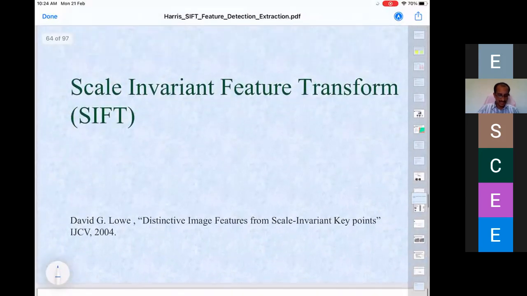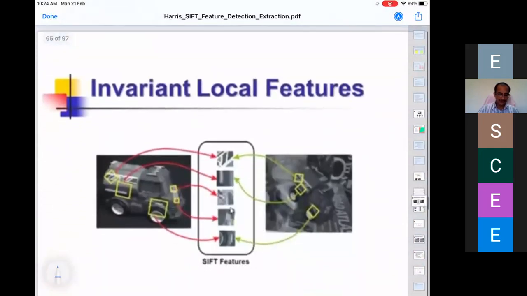Okay, so as I mentioned, this is by Professor David Lowe in 2004. This is the highest cited paper in computer vision before the deep learning era.